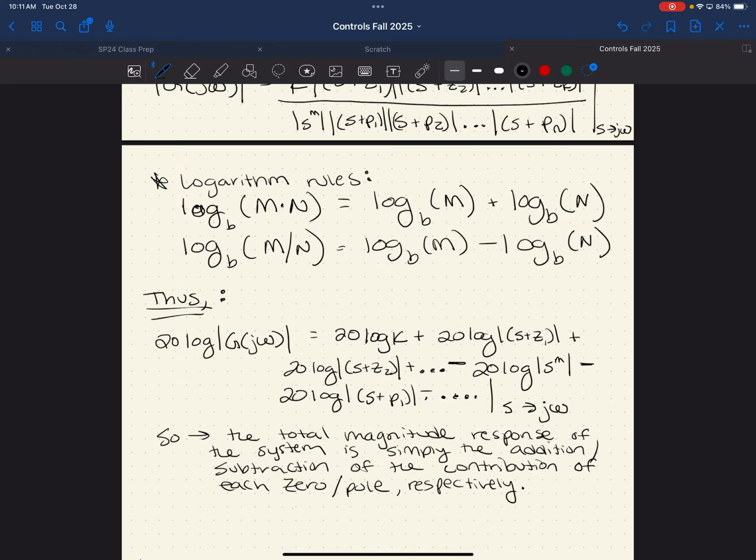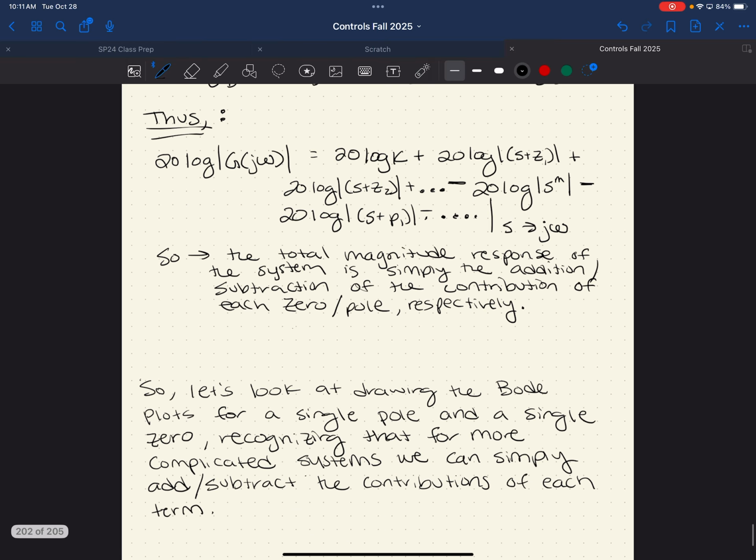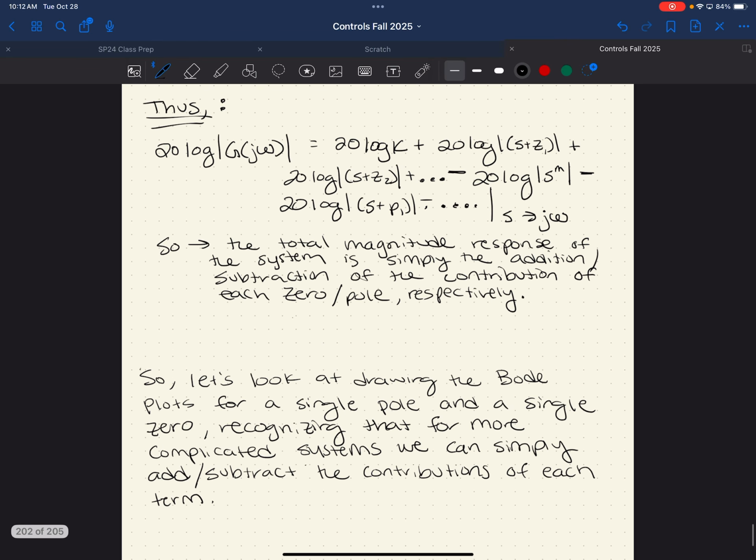Okay. So this motivates us to look at the response to a very, very simple system. We can look at what is the response for a single pole, and then what is the response for a single zero. The idea being that if you have a more complicated system with more poles and more zeros, it'll simply be the addition and subtraction of the contribution of each. We're not going to get to a more complex system today. We're just going to cover the single pole and the single zero system.